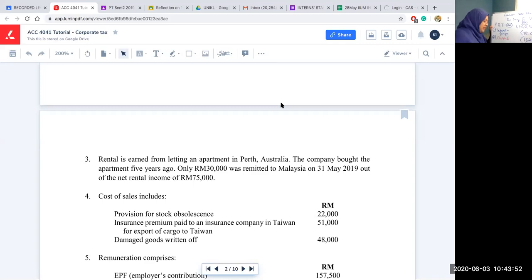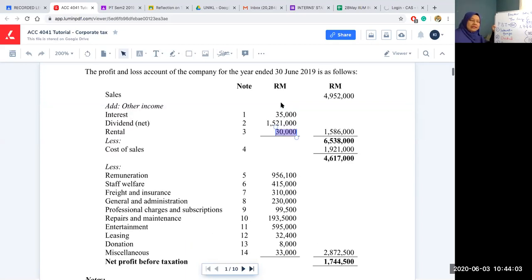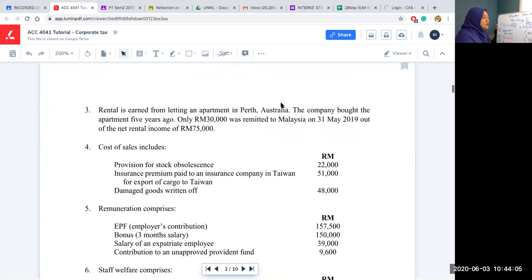So in this case, you have a rental. Number three is your rental. How much? You take out 30,000. Then that covers for all your income lah, settle dah. So dah berapa tick ada kat sini? Dah ada empat tick. Yeah. So that's how you compute. That's how you do the tax adjustment when you do your corporate taxation.